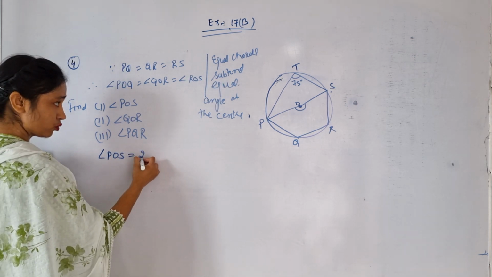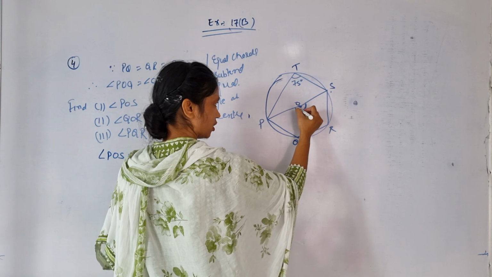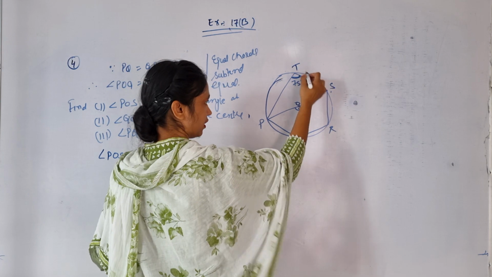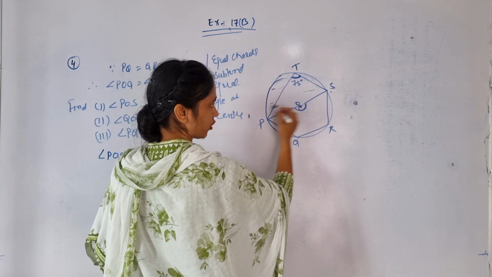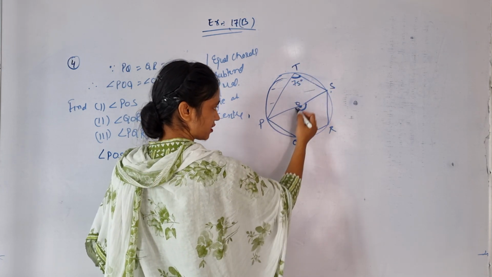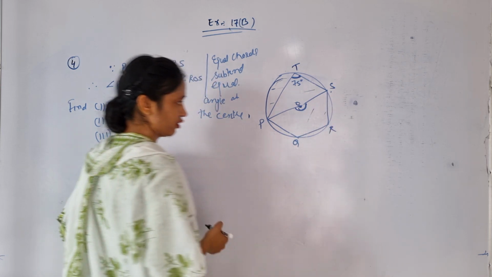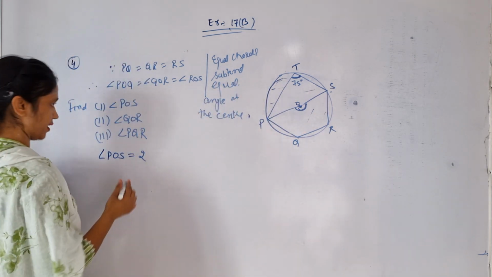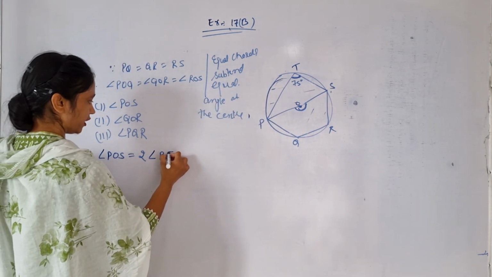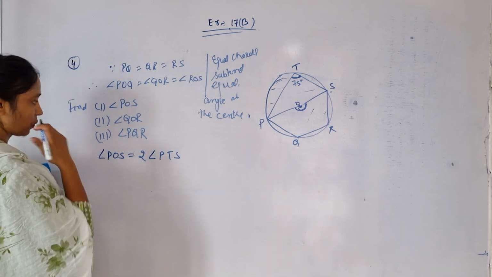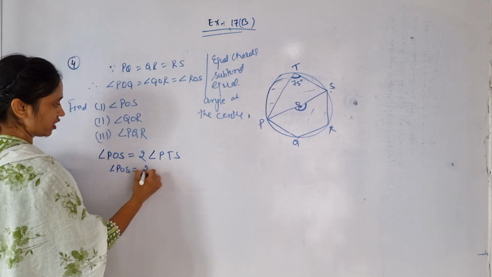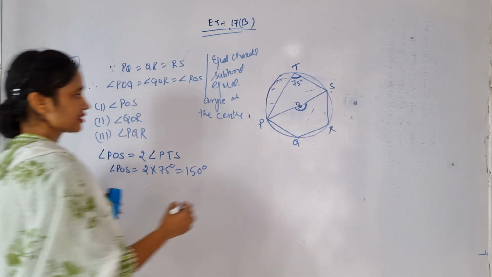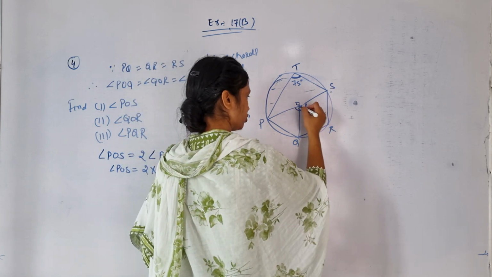Angle POS will be equal to 2 times this angle PTS, because the angle at the center consists of the remaining part of the circle, the remaining circumference, which is the remaining segment of the circle. So angle POS is 2 times PTS, which is 2 times 75 degrees, equal to 150 degrees.